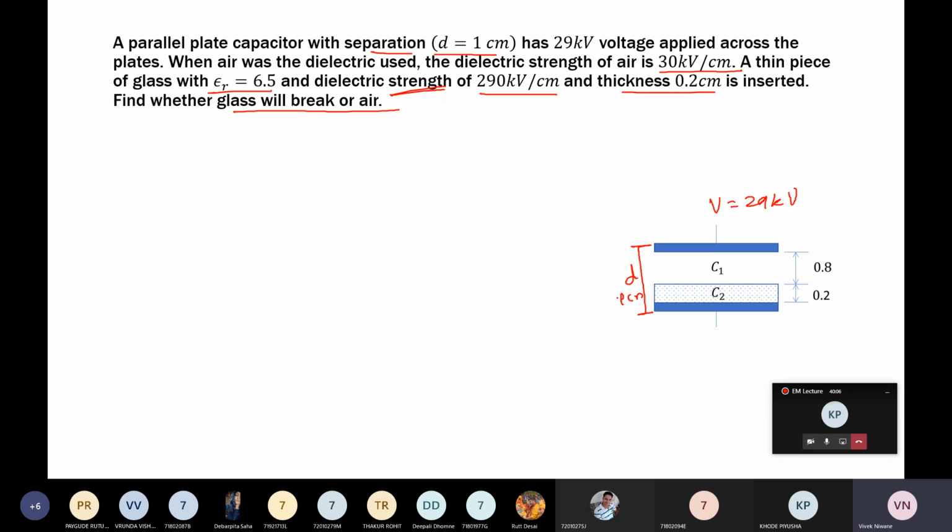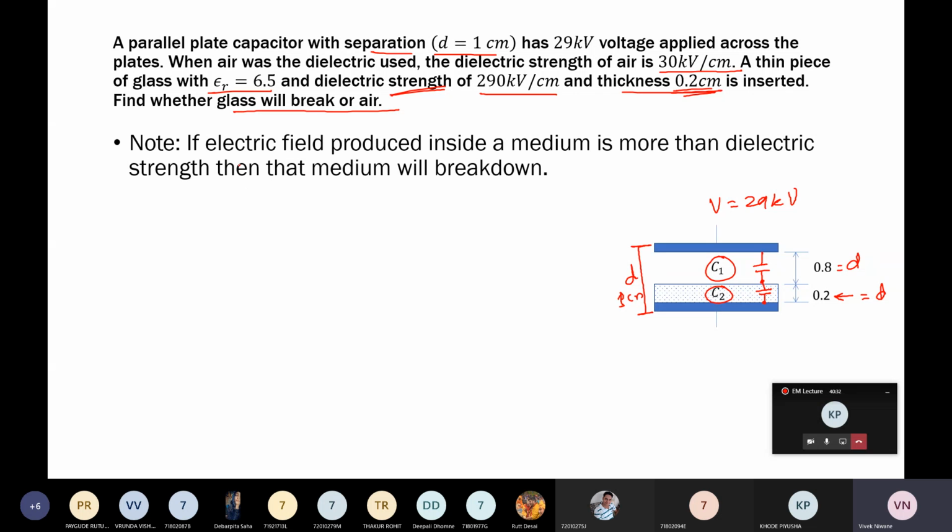d is equal to 1 centimeter and it is called कि भाई एक ग्लास मटेरियल यूज किया गया ऑफ थिकनेस 0.2 और उसको इंसर्ट किया गया. So we do have two capacitances connected in series C1 and C2, जिसमें d is equal to 0.8 for C1 and d is equal to 0.2 for C2, and we will have two capacitances connected in series over here. Okay. And about the dielectric strength, if electric field produced inside a medium is more than dielectric strength, then that medium will break down.